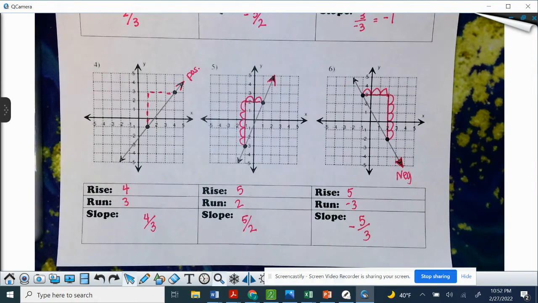All right, guys, that's your intro and review on slope from a graph.